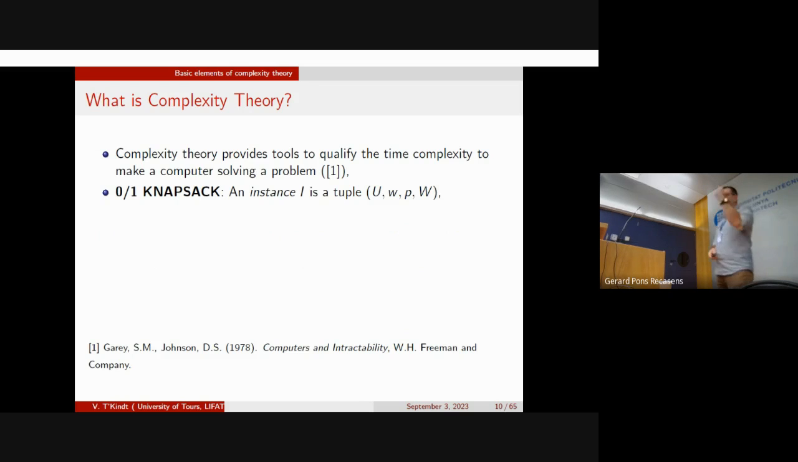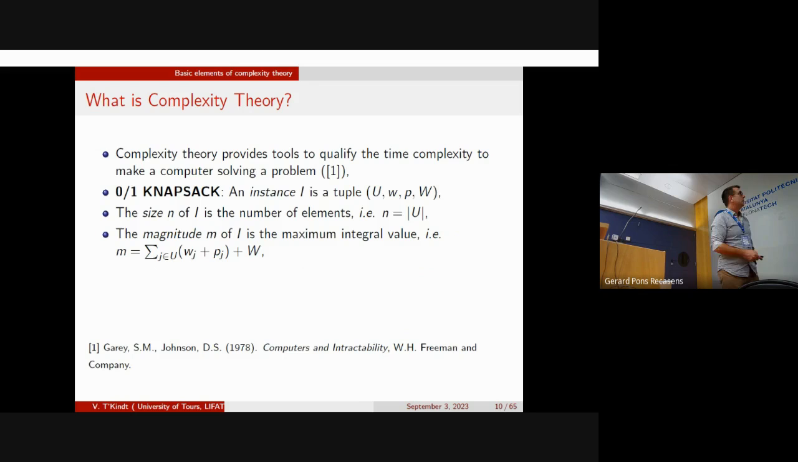When I give you an instance, then you are able to solve the problem. If I change the instance, you solve and you get another solution. Okay? The size of an instance is denoted by n, and that's the number of elements of the instance. So for the knapsack, that's the number of objects. That's easy to quantify.